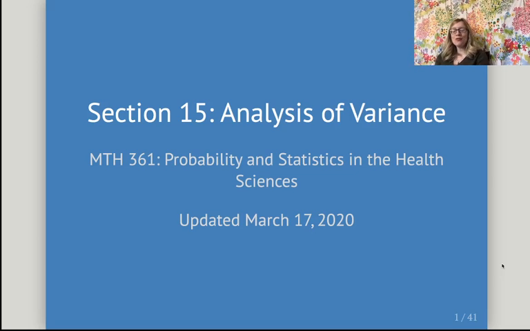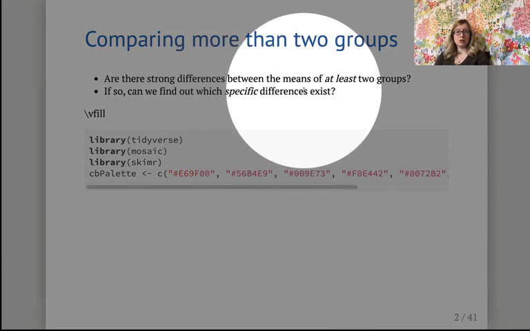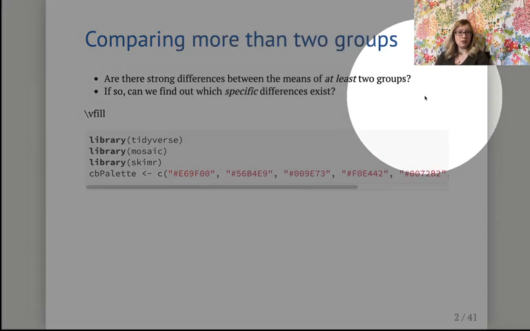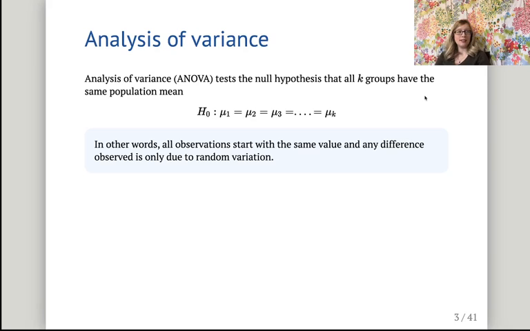So today we're going to talk about analysis of variance. Essentially, how do you handle more than one mean or try to model the means of more than one group? What analysis of variance allows us to do is determine whether or not there are strong differences between the means of at least two groups. If there are, can we find out which groups are different or which specific differences exist?